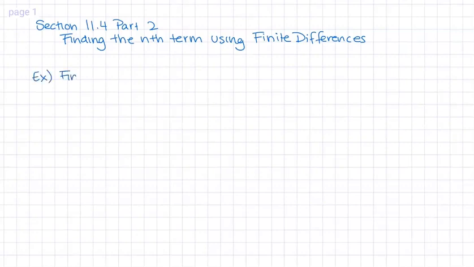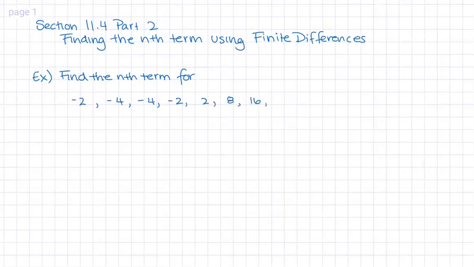So find the nth term for this sequence. And it's -2, -4, -4, -2, 2, 8, 16, 26, and so on and so on.